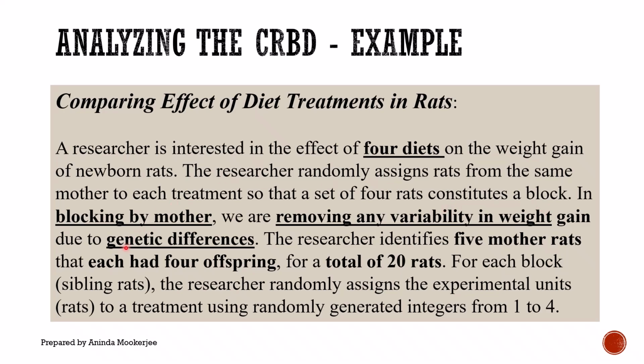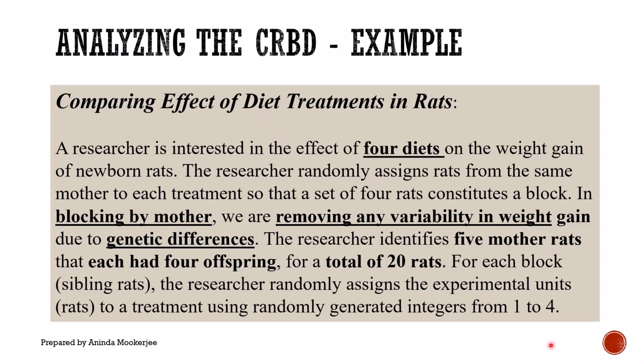In blocking by mother, we are removing any variability in weight gain due to genetic differences. The researcher identifies 5 mother rats that each had 4 offspring for a total of 20 rats. For each block of sibling rats, the researcher randomly assigns the experimental units, or rats, to a treatment using randomly generated integers from 1 to 4.